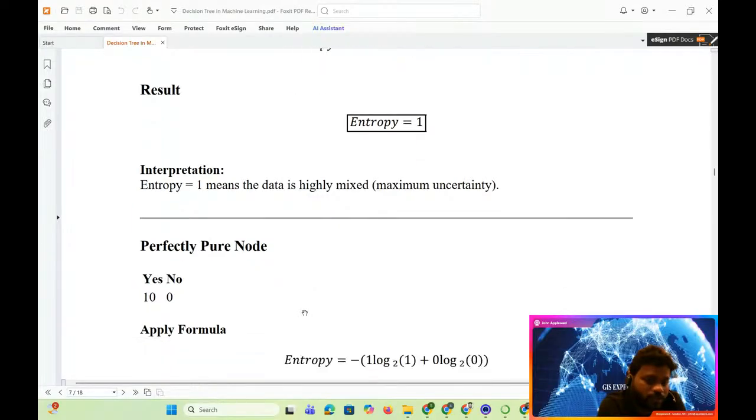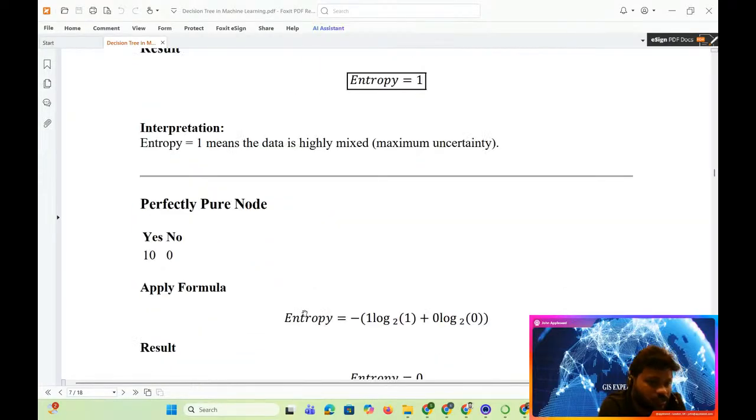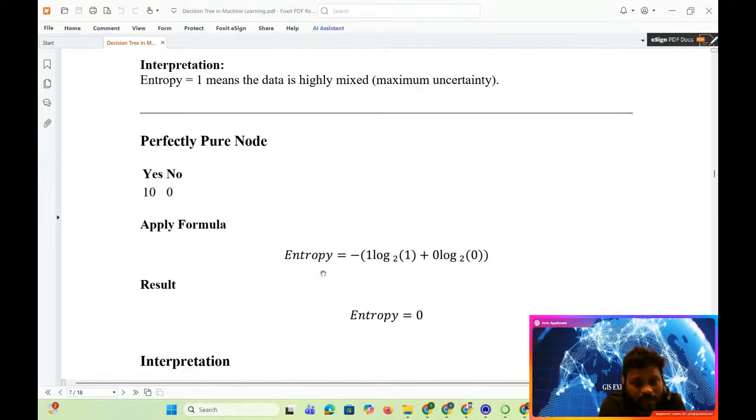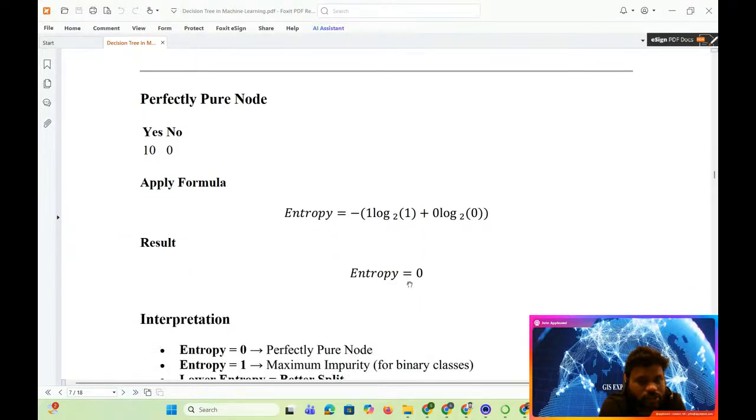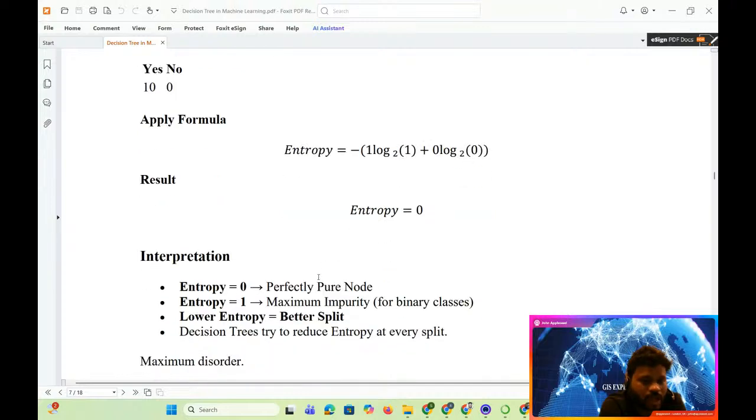Now a perfectly pure node: yes is 10, no is 0. Apply the formula: entropy = -1 log2(1) - 0 log2(0), so entropy is 0. Interpretation: 0 means a perfectly pure node, 1 means maximum impurity for a binary class. Low entropy means a better split.